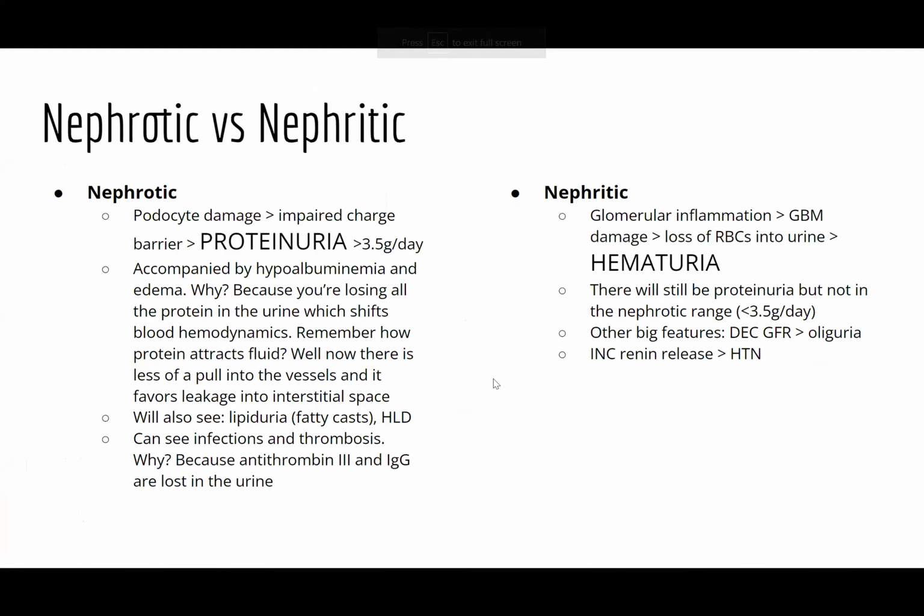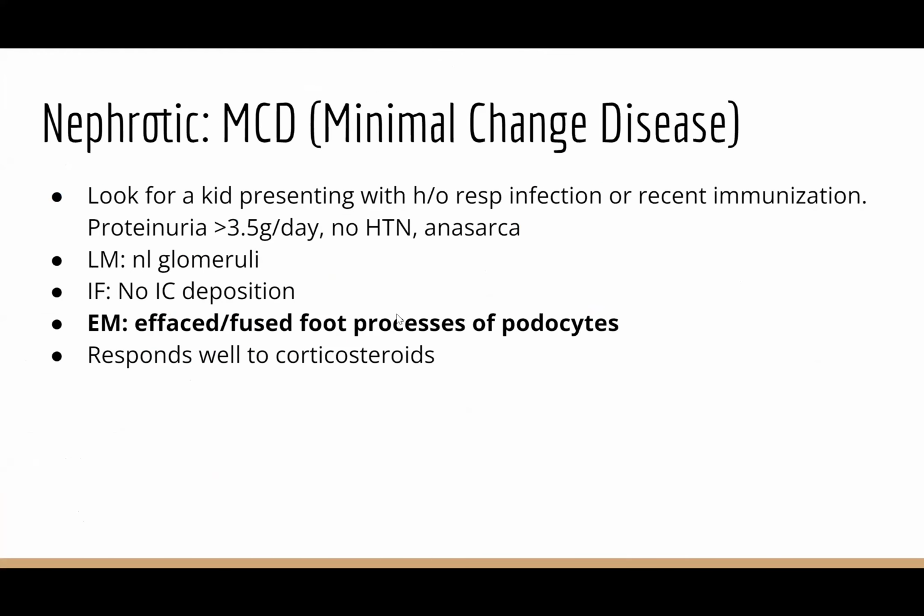Since I already talked about this, I'm not going to go into it again, but just understand nephrotic versus nephritic. I just pulled out the big things you need to know on here. You can tell what kind of pathology it's going to be based off of the lab. So nephrotic, high proteinuria. Minimal change disease, you're looking for a kid with a history of a respiratory infection, or if they were recently immunized. So nephrotic, you're going to have proteinuria greater than 3.5 grams.